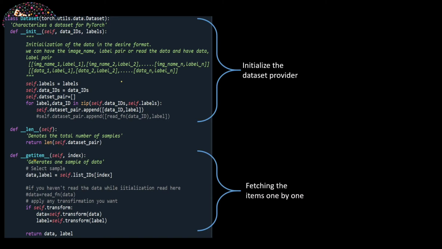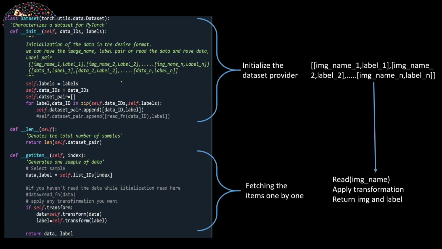Now in the init phase, when we're defining the XY pair, we can define it in two ways, as we discussed a few slides ago. One is that if you don't have enough memory to store it in the RAM, you define the image ID or image location and label pair. So image name 1, label 1, image name 2, label 2. So you define it this way. And in the get item phase, you fetch this image, read the image, apply any transformation that you want to do, and return the image and label.